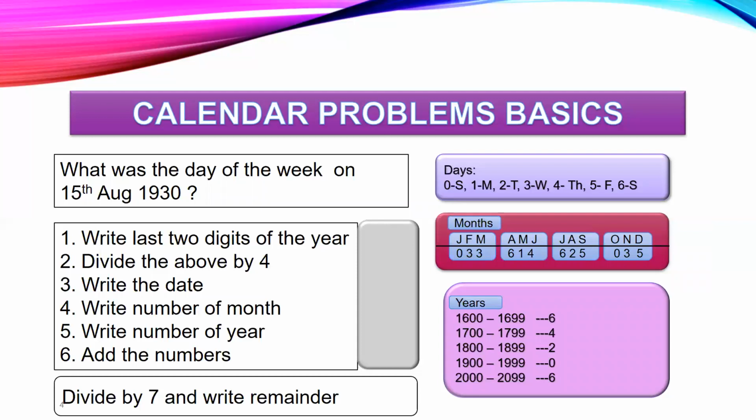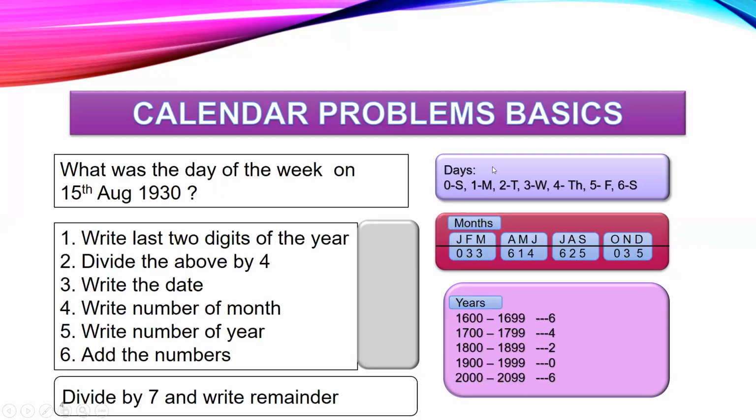Firstly, you might take a few minutes to solve that because you have to memorize a few things which I'm going to share now, but later you will definitely solve it in a few seconds. So what is the question? What was the day of the week on 15th August 1930? For this to be answered very quickly, we just have to memorize a few things.